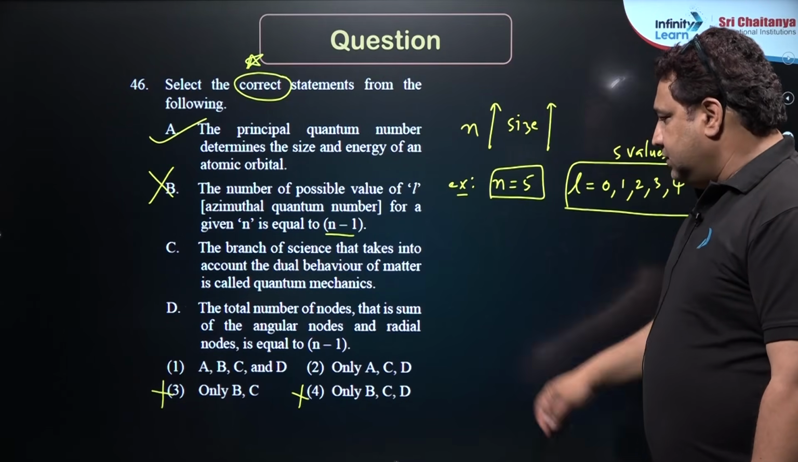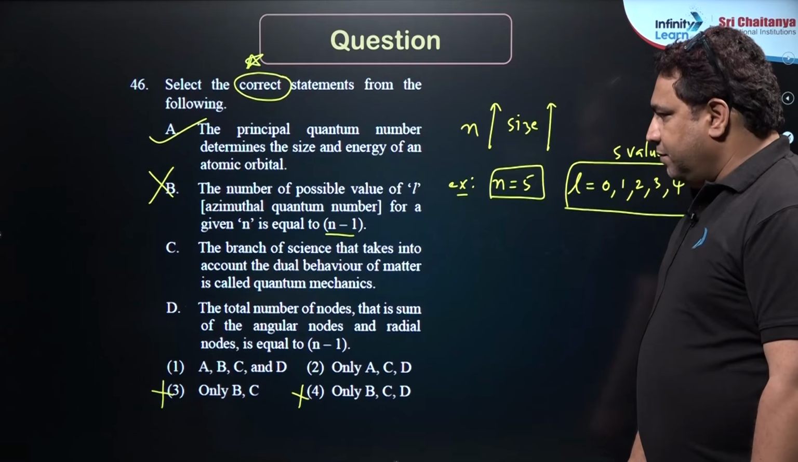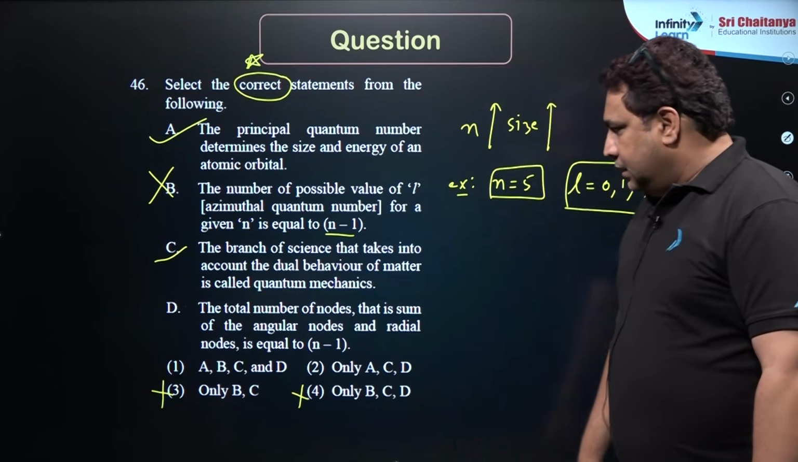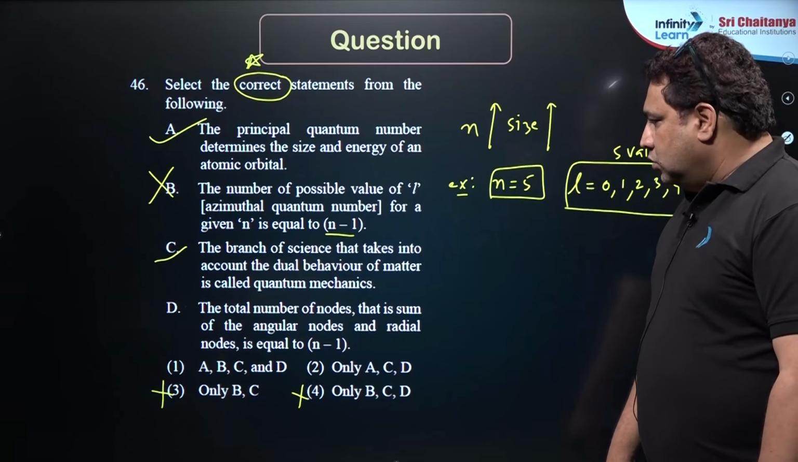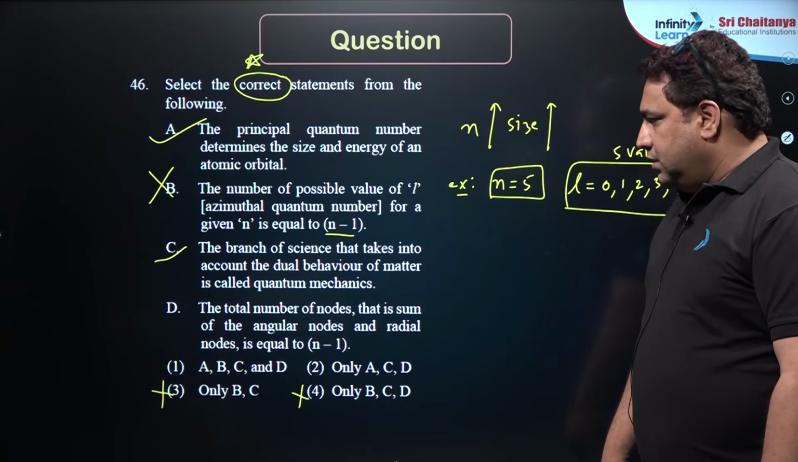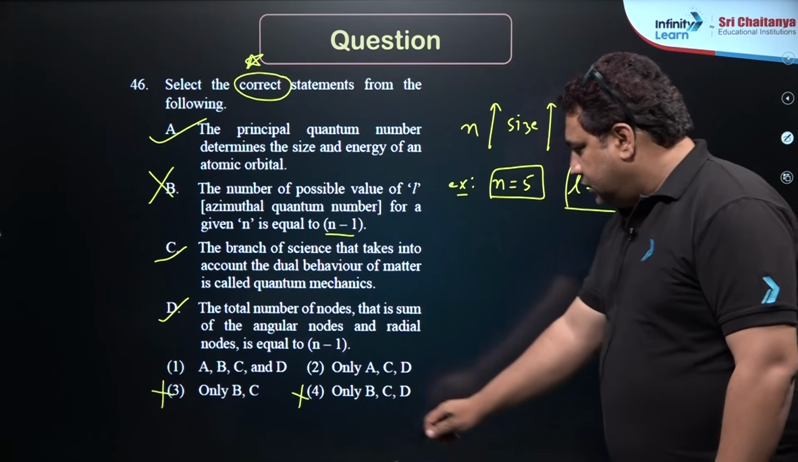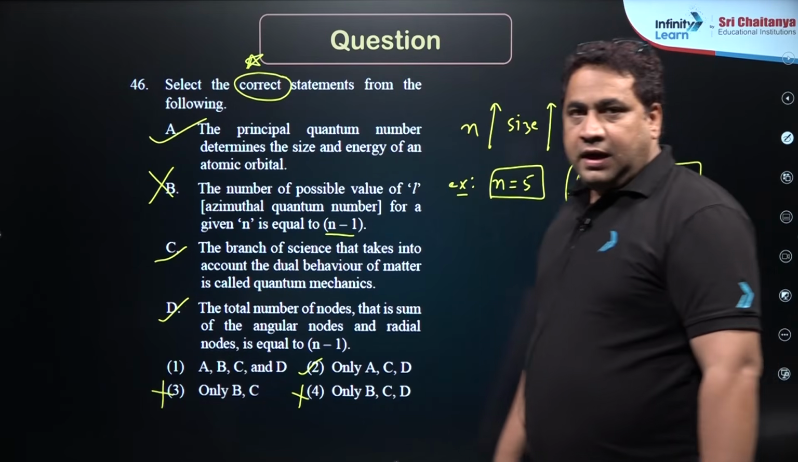The branch of science that takes into account the dual behavior of matter is called quantum mechanics. You study this in physics also. The total number of nodes, that is sum of angular nodes and radial nodes, is n minus 1, correct. So hence the answer will be your option A, C and D.